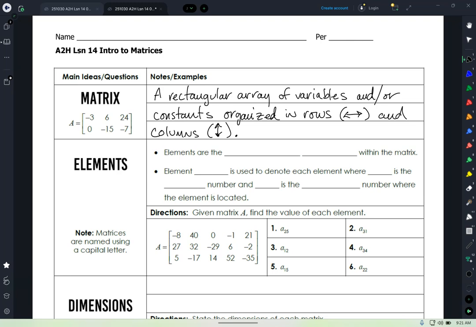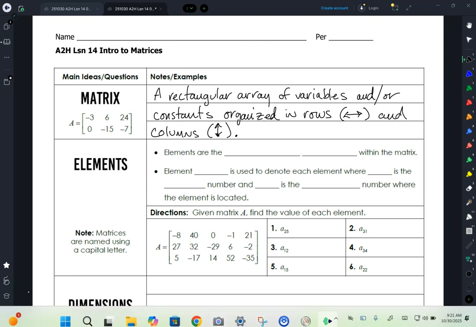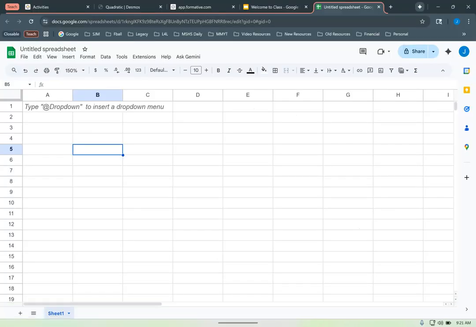Okay? So this is what we're talking about, a rectangular array of variables and/or constants organized in rows and columns. Now, usually you will see a matrix written on a piece of paper looking like this right here with brackets surrounding them. You can see another matrix down the bottom. Usually we write brackets around those. Of course, we're working with Formative, and Formative is not at the level yet of high school math where we can do matrices. So it's actually going to look on Formative a lot more like this.